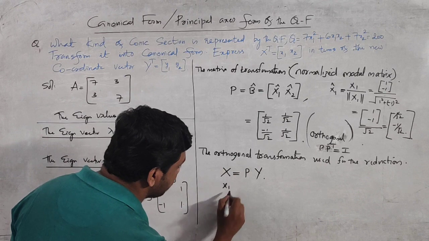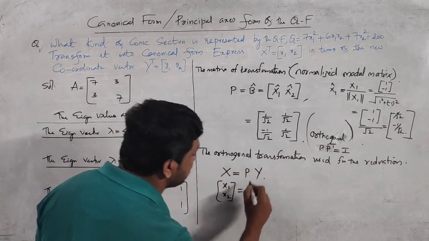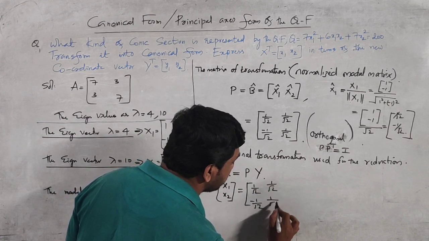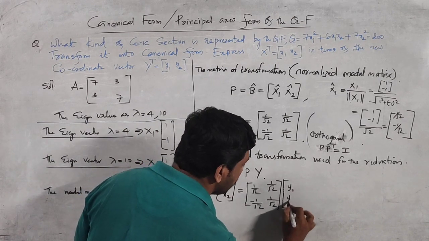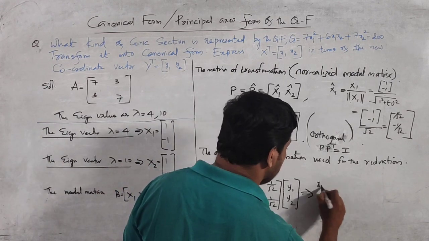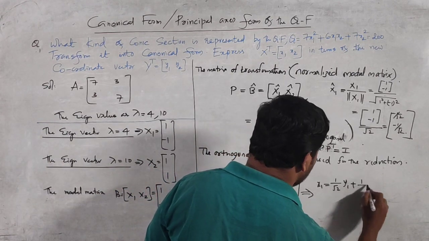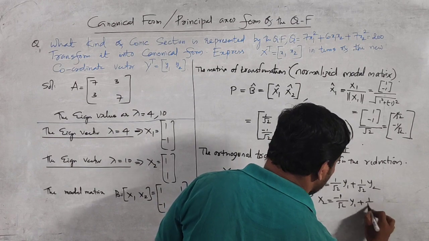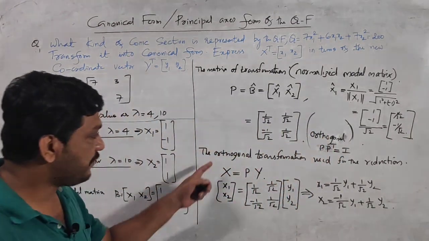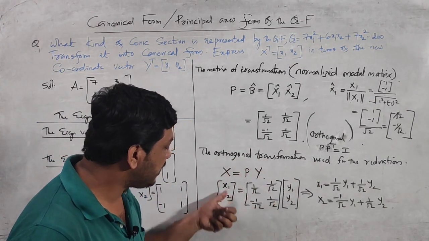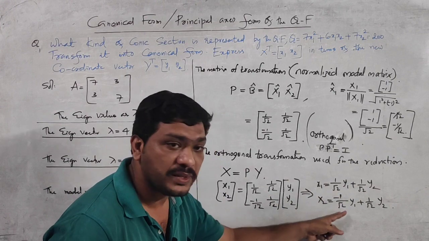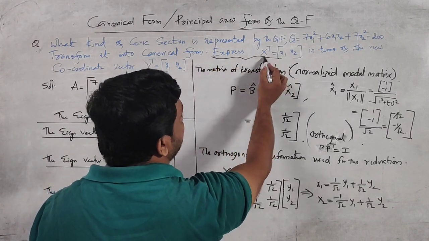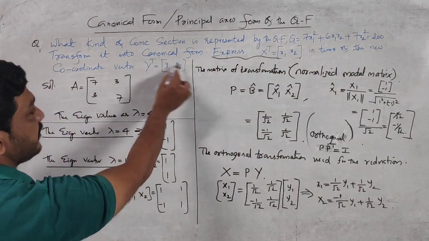Here x is x1 x2, and this P is the matrix 1 by root 2, minus 1 by root 2, once again 1 by root 2, 1 by root 2. Here y is y1, y2. So we get x1 is 1 by root 2 y1 plus 1 by root 2 y2, and x2 is minus 1 by root 2 y1 plus 1 by root 2 y2. This is the conversion. If we use the orthogonal transformation x is equal to Py, then we get x1 in terms of y1 and y2 and x2 in terms of y1 and y2. This is what the question asked: express x transpose x1 x2 in terms of the new coordinate vector y1 and y2.